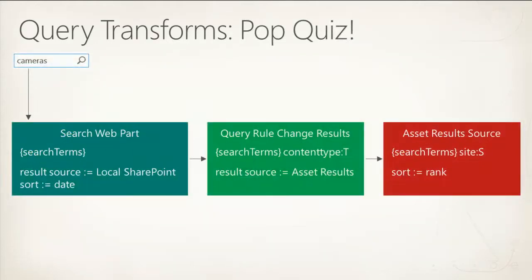Pop quiz. Each of these blocks represents a query transform configured in one of the three places where you can configure a transform in the pipeline. That first one is on a web part. It's setting the result source. The second one is in a query rule action, a change result action that happens to fire for this user's query. And the final one is on the result source, guaranteeing the sort of results that that result source returns. In comes the query cameras. What's going to come out? So think about it for a bit.